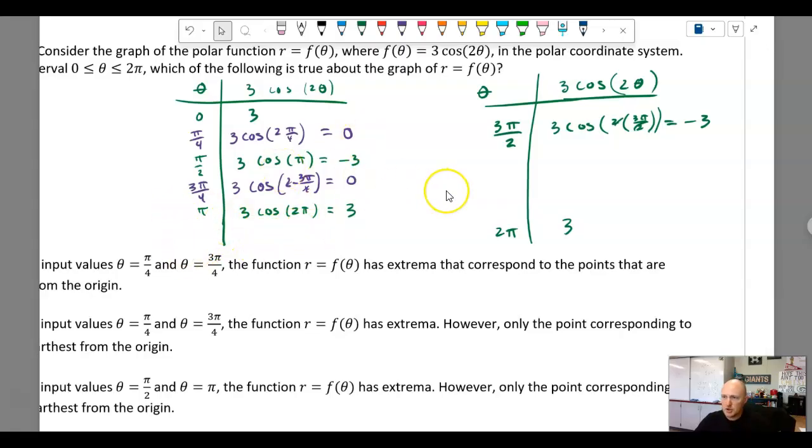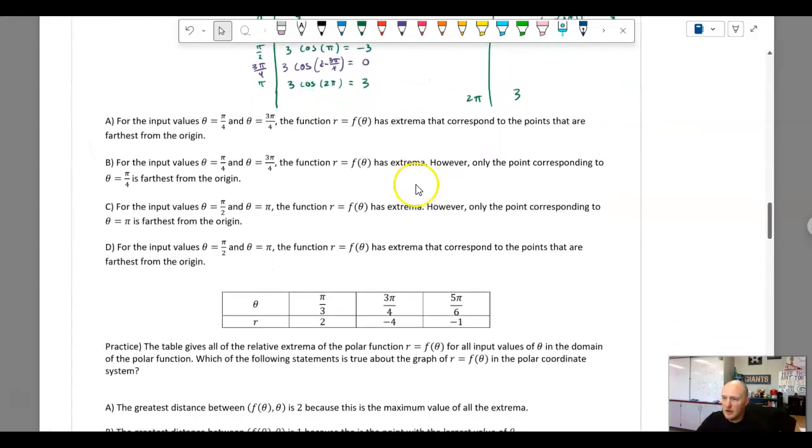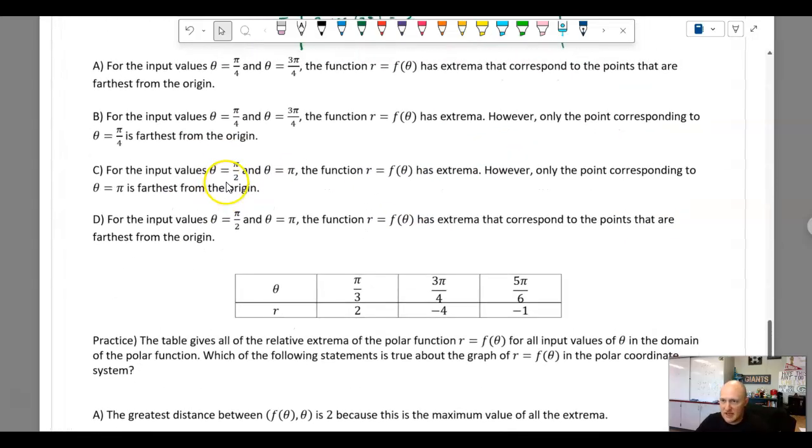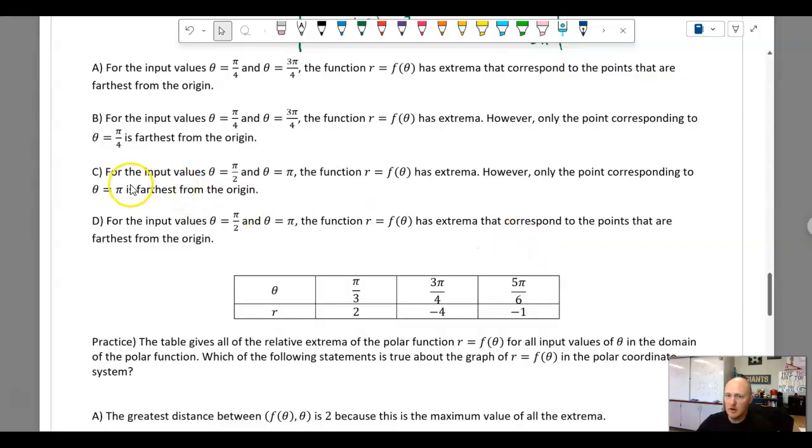So it looks like our extrema are going to be pi halves and pi. So let's see, what's the difference between these two? For the input values theta equals pi halves and pi, the function r has extrema. However, the only point corresponding to theta equals pi is farthest from the origin.